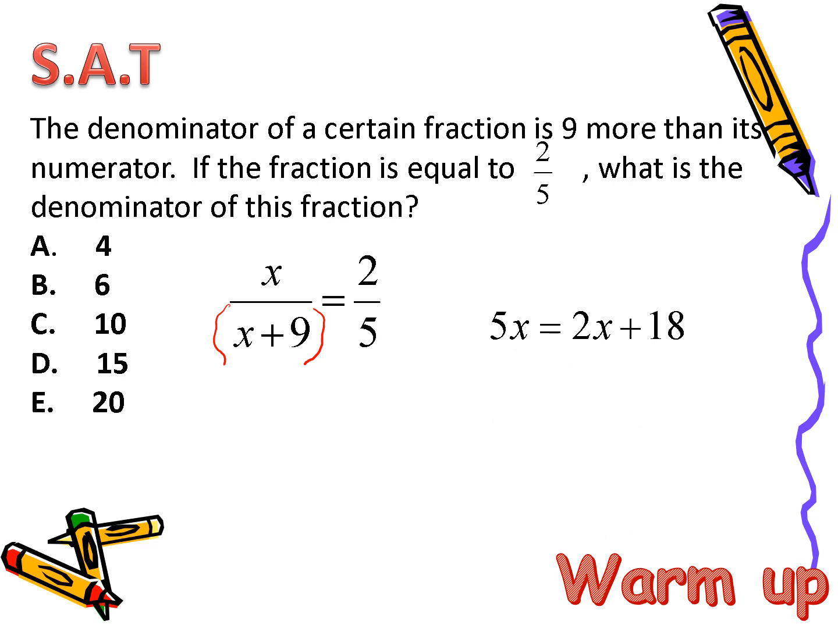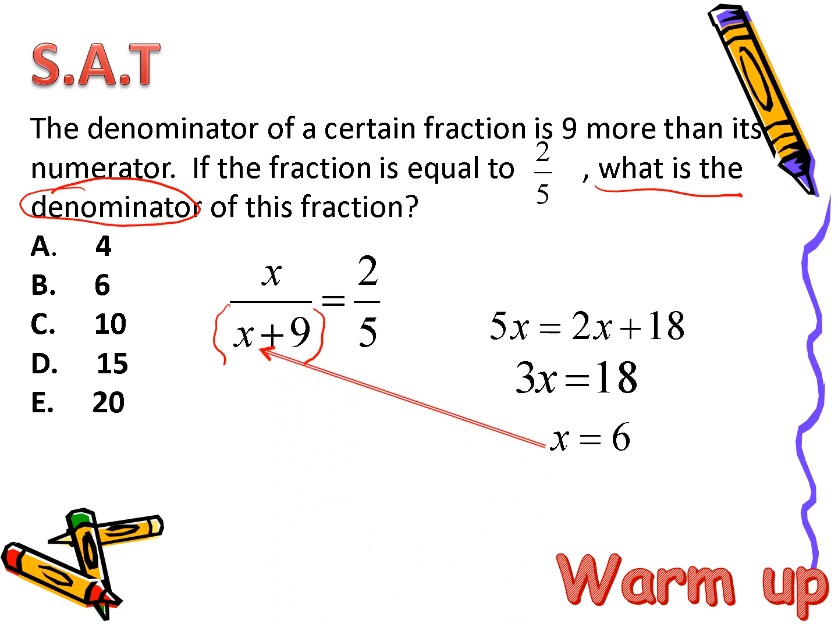Now I simply solve like a two-step equation. I subtract 2x from both sides and I get 3x. 3x equals 18, so I divide by 3 and I get x is 6. But it didn't ask me what x is, it asked me what is the denominator. Okay, so I know the numerator, it's 6. So I plug 6 into the denominator, and 6 plus 9 is 15. All right, let's go to the next one.